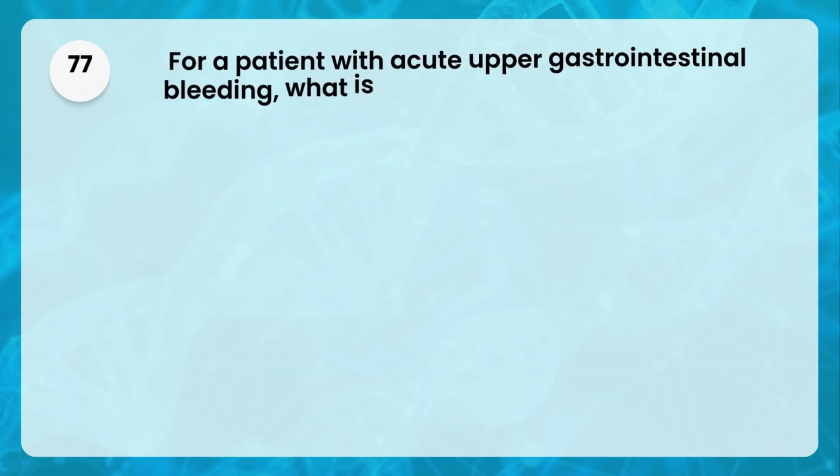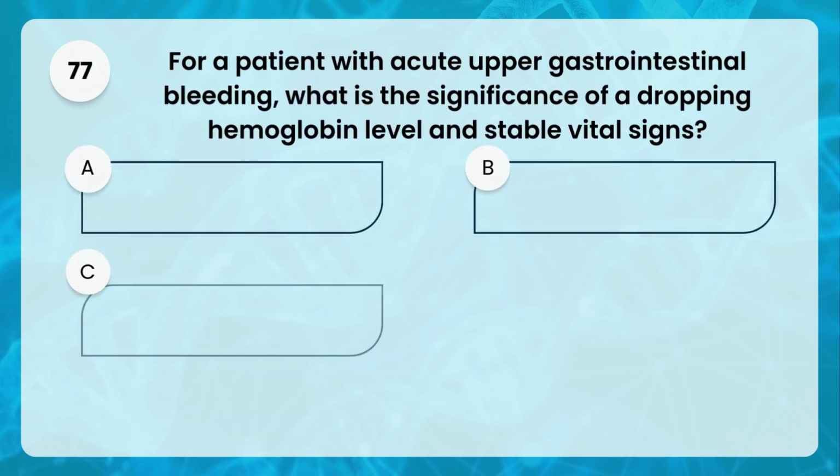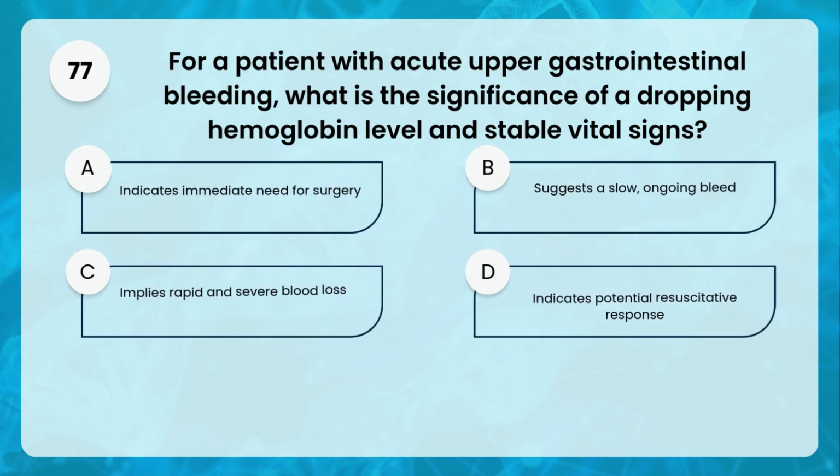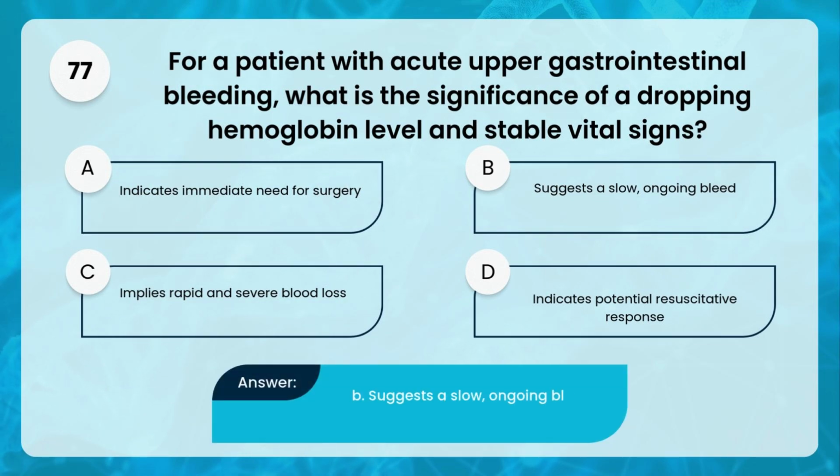Number 77. For a patient with acute upper gastrointestinal bleeding, what is the significance of a dropping hemoglobin level and stable vital signs? A. Indicates immediate need for surgery. B. Suggests a slow ongoing bleed. C. Implies rapid and severe blood loss. Or D. Indicates potential resuscitative response. The answer is B. Suggests a slow ongoing bleed.